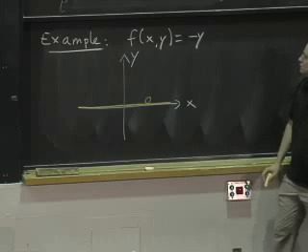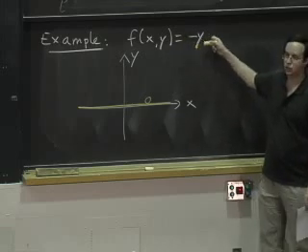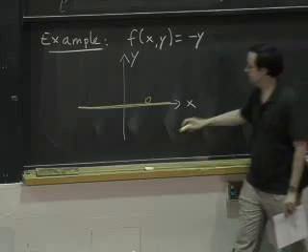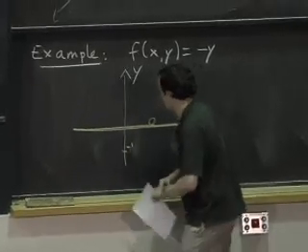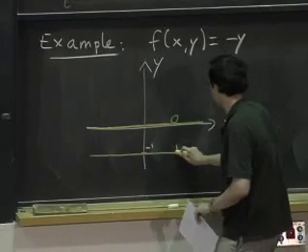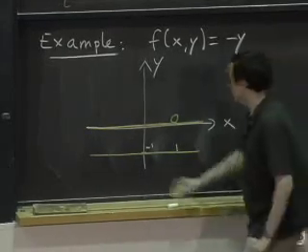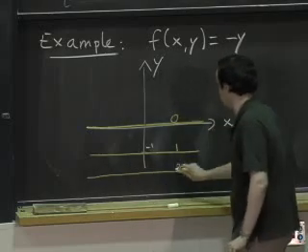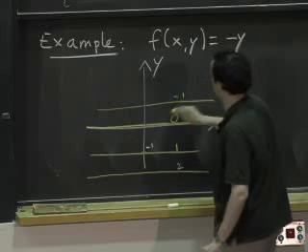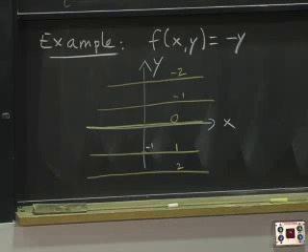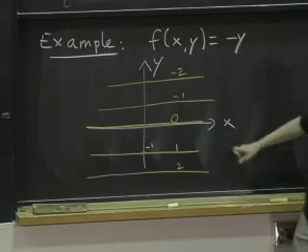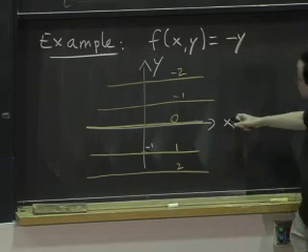Where's the level 1? Well, f is 1 when negative y is 1. That means when y is negative 1. So I'll go to minus 1, and that will be where my level 1 is. And so on. f is 2 when y is negative 2. f is negative 1 when y is 1, and so on. Okay? Is that convincing? Do you see how we got that? Okay, let me do it again. I don't see anybody nodding, so that's kind of bad news.